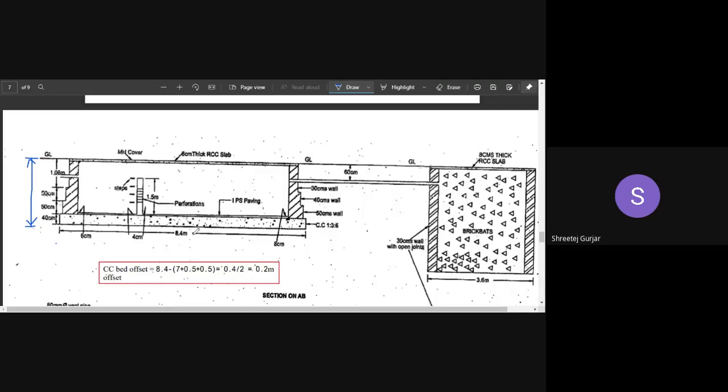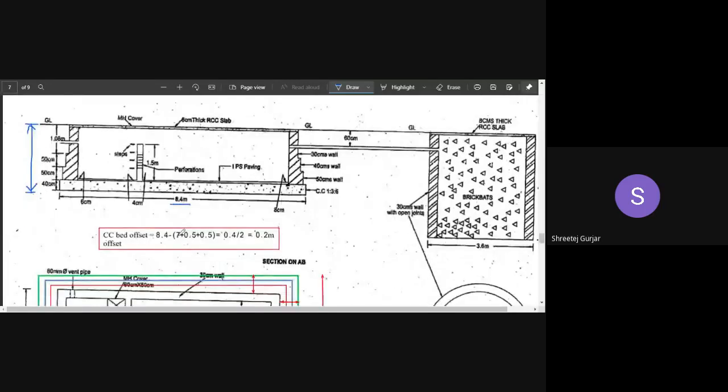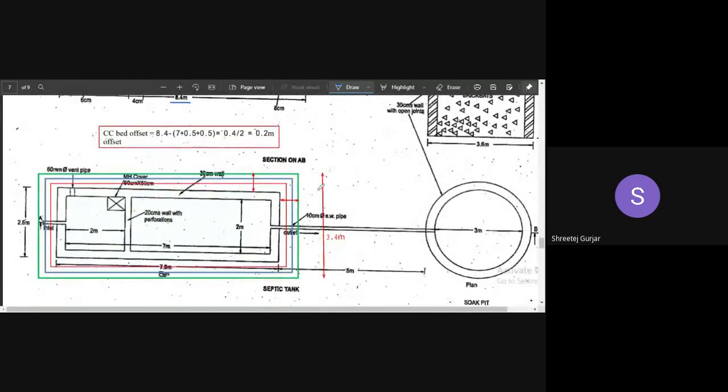Then this dimension is given. Length is given. You can observe here 8.4. Then we need to calculate what is the breadth. They have not given it. They have given this first wall thickness, but the entire overall breadth is not given. So I have calculated that and written over here. It is 3.4 meters.